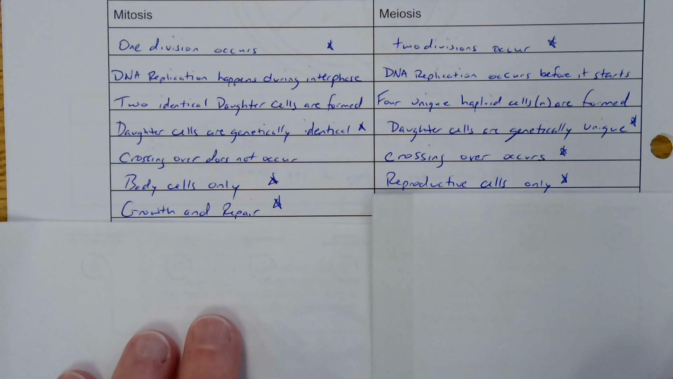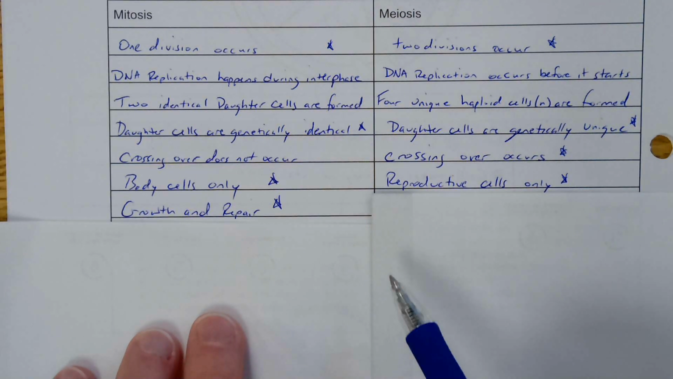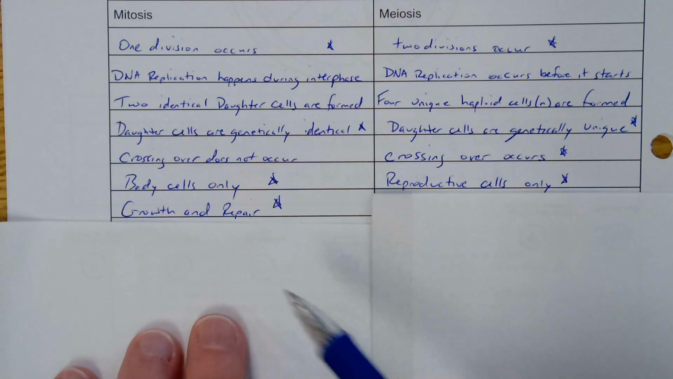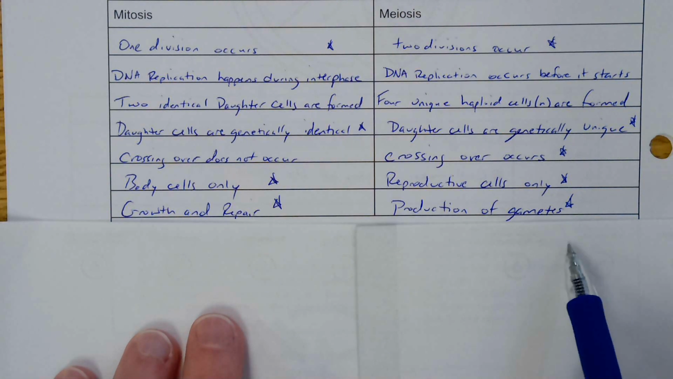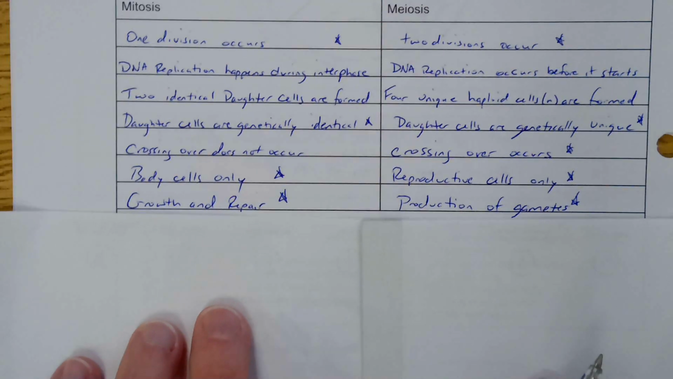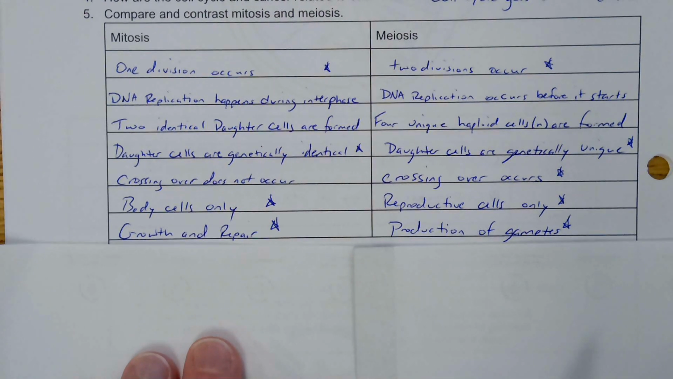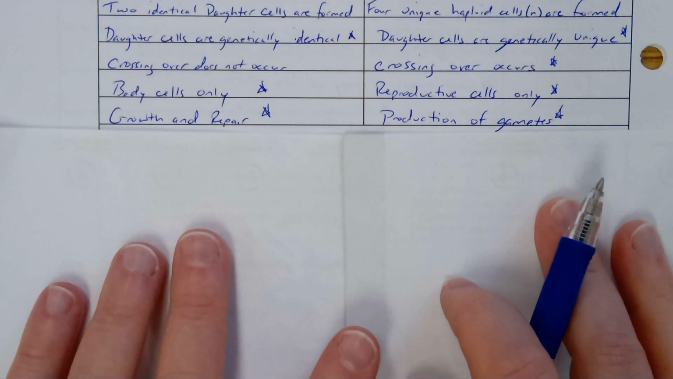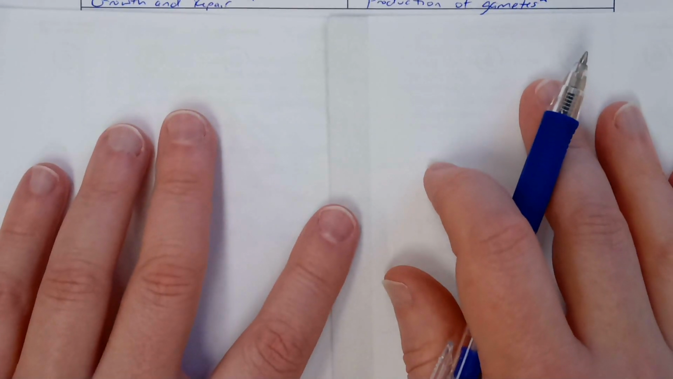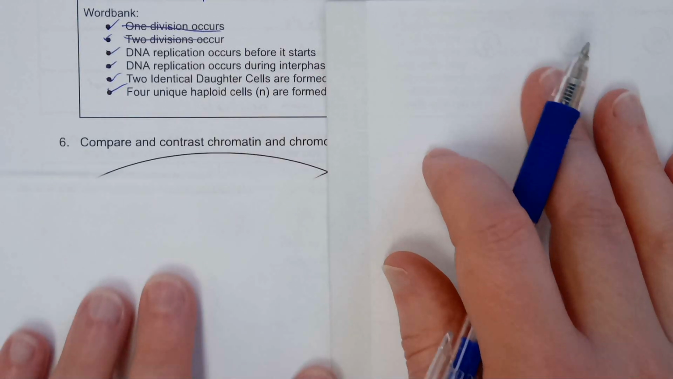And then finally, it says what's the main function of mitosis? It's for growth and repair. For meiosis, it's for reproduction or production of gametes, so making those sex cells, those sperm and egg, if you will. Okay? So that's question number 5, comparing mitosis and meiosis. For question 6, there's the word bank for question 4.